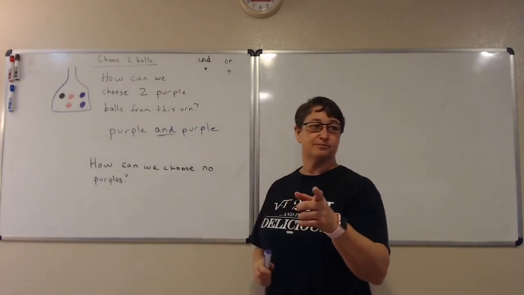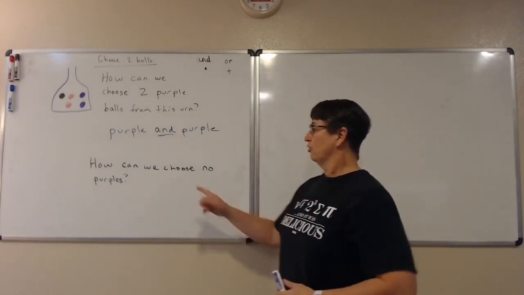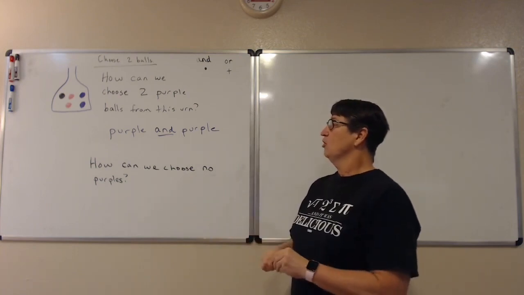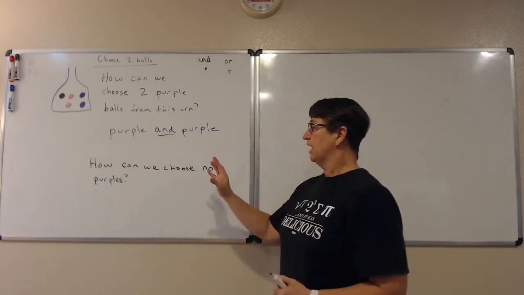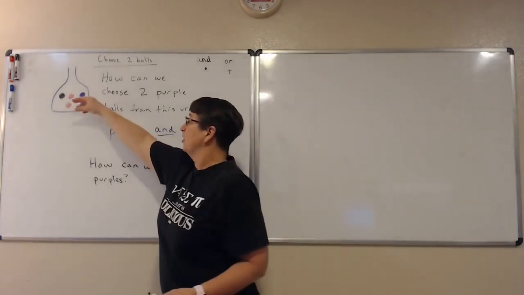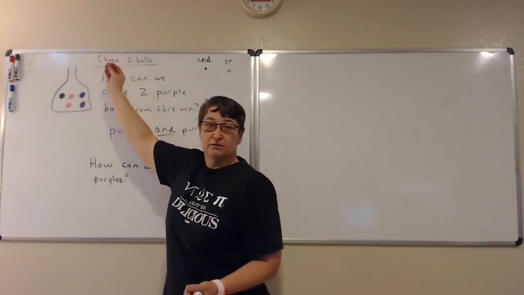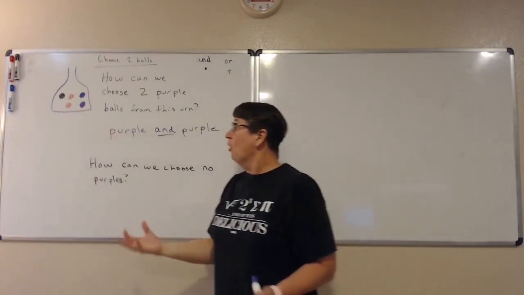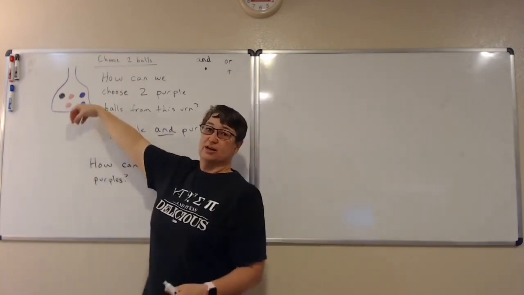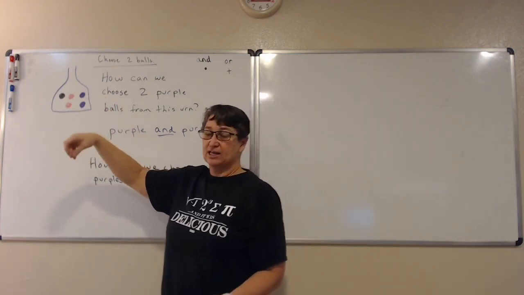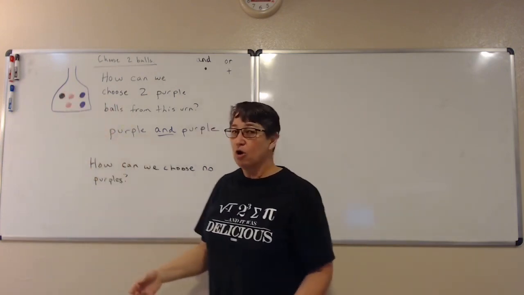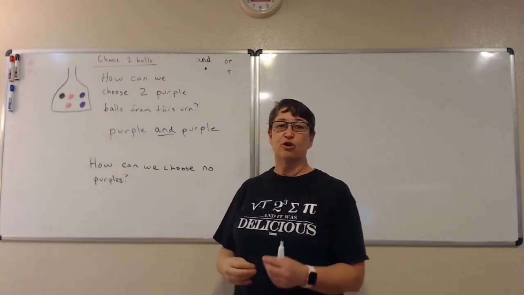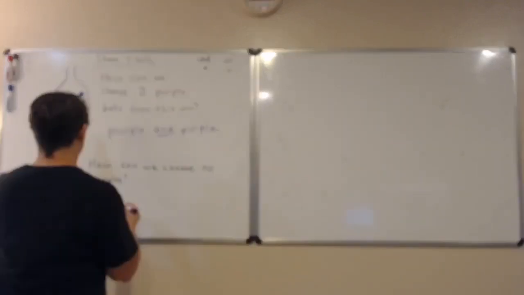So how are we going to do these no purples? Well, first, on my first one I could get a red, and on the second one I could get a red. Or on the first one I could get a red, and on the second one I could get a black. Or, so that I'm getting no purples. So I could write that down using words.